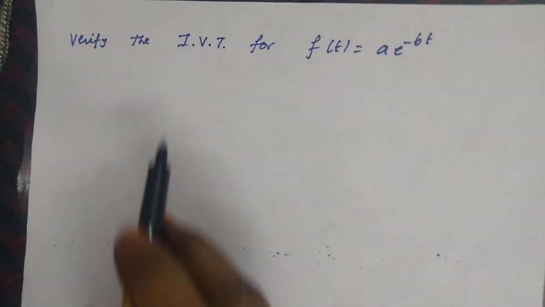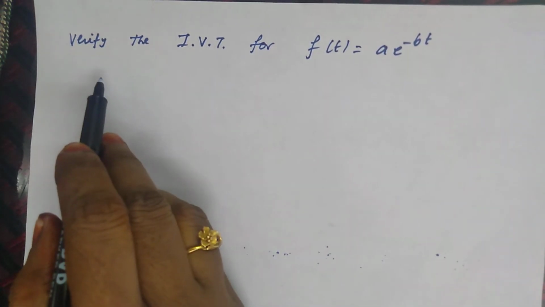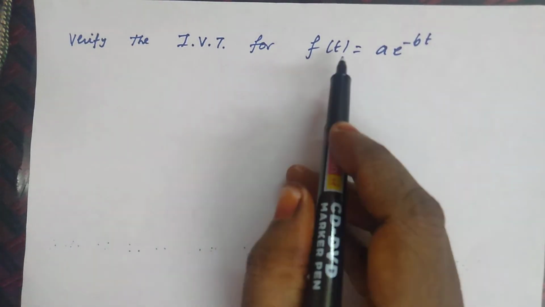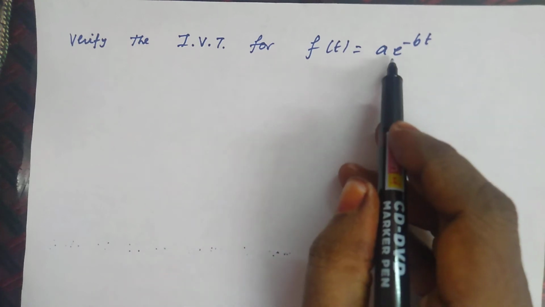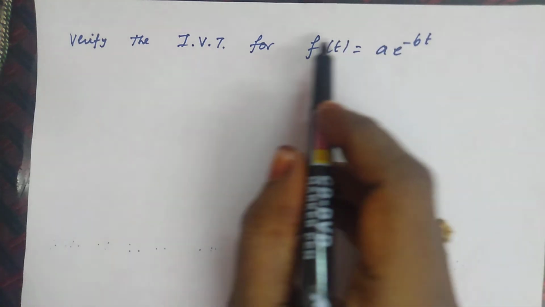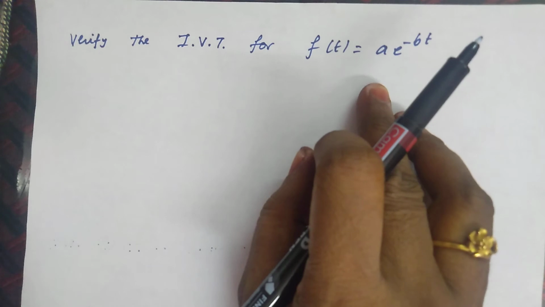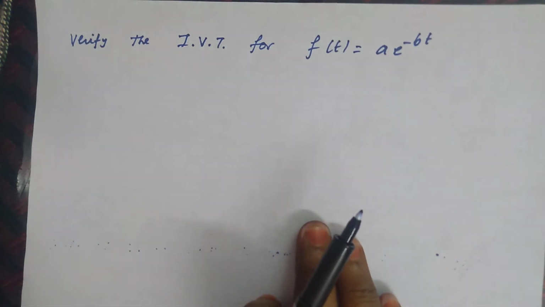Based on the initial value theorem, we will do the problem. Look at the question. Verify the initial value theorem for f(t) equals a e power minus bt. So f(t) is given. For this function, we are going to verify the initial value theorem.